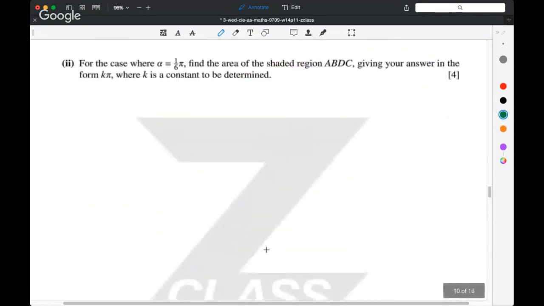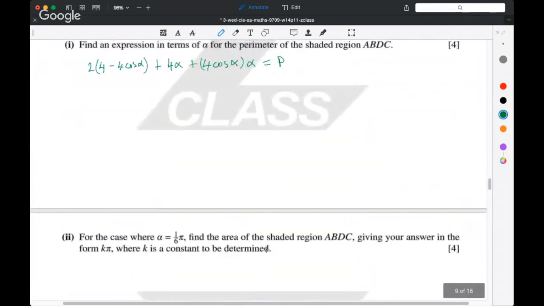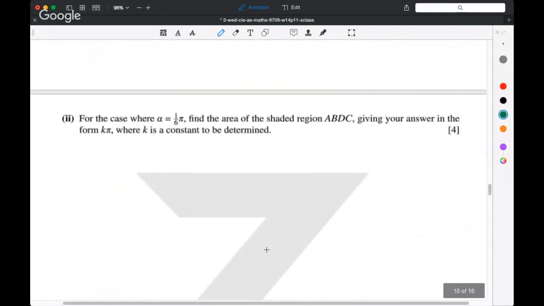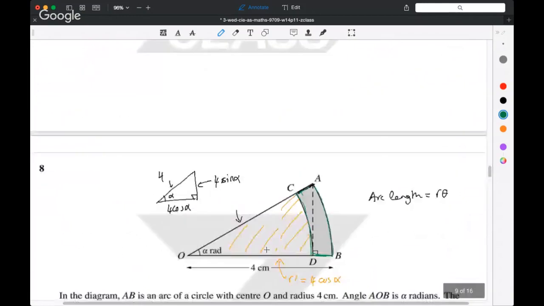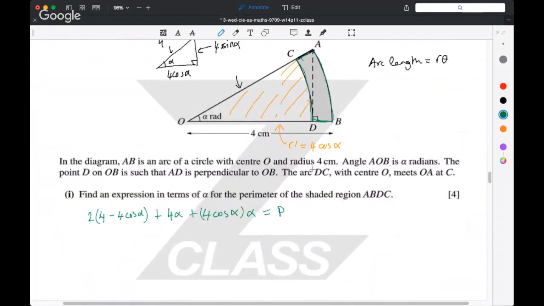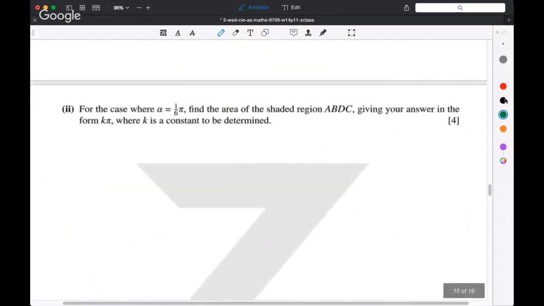Okay, so now they've given us alpha, and they want us to find the area of that shaded region. If you think about it, that's going to be the area of the bigger piece minus the area of the smaller piece, right? So let's first work out r prime, which we said was 4 cosine alpha. Well, if alpha is equal to pi over 6, this is equal to 2 square root 3. So you can just plug that in.